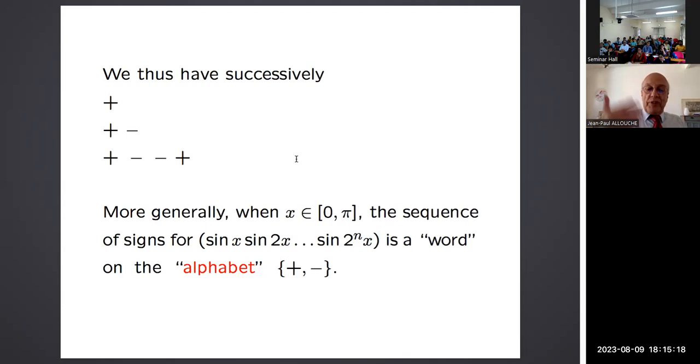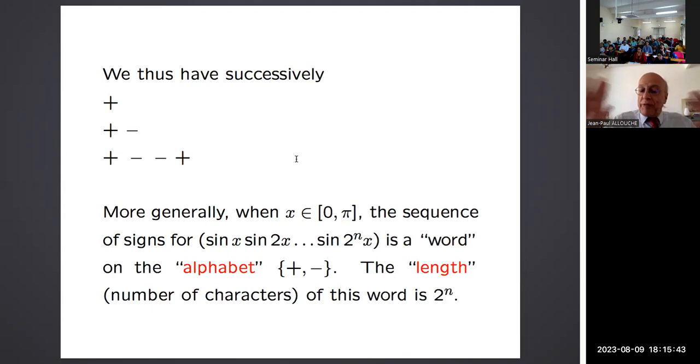Okay, and more generally, if you multiply sine x by sine 2x up to sine 2 to the n x, you get a finite sequence called a word on the set of symbols plus and minus, which one usually calls an alphabet, some letters in an alphabet, and you have a word, and this word has some length, the number of characters you can see in the word, which is 2 to the n. Okay, so now we can completely forget about the functions sine x, sine 2x, sine 2 to the n x, and just look at this rule.